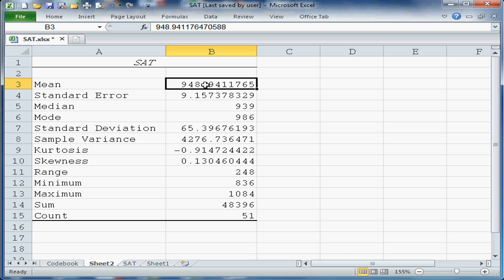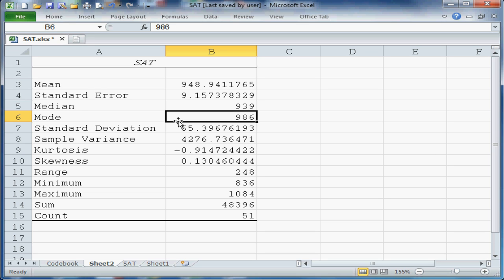In this case, the mean, which is the average, is 948.9, and the median is the middle value, and that's found by rank ordering all of the 51 values and then selecting the middle one, and also the mode, which is the most frequently occurring value, in this case 986.